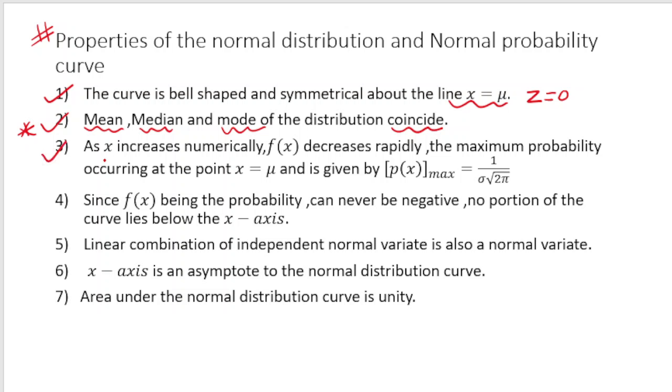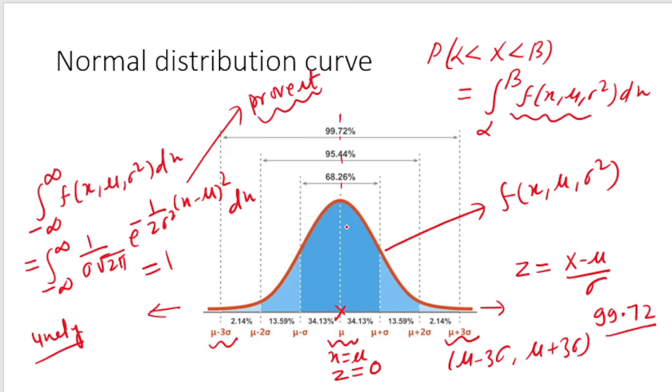The third important characteristic is that as x increases numerically, f(x) decreases rapidly, and the maximum probability occurs at the point x is equal to mu and is given by 1 by sigma under root 2 pi. So what it is basically suggesting is that the probability is maximum at x is equal to mu. This is the maximum value, and as you increase the value of x, the probability decreases very sharply, right? You can see that there is a very sharp decrease.